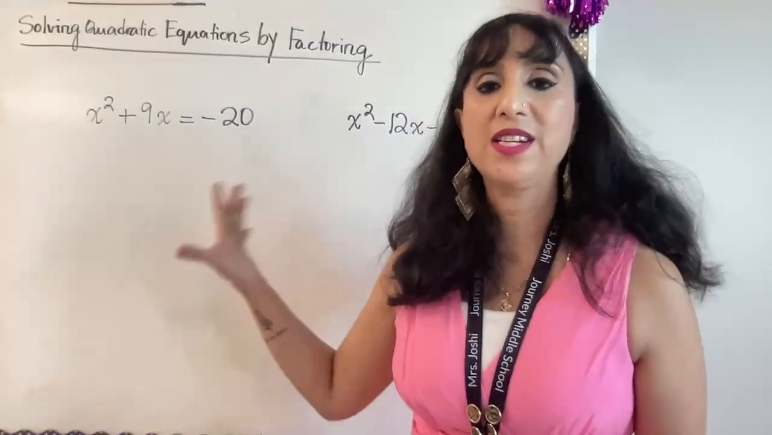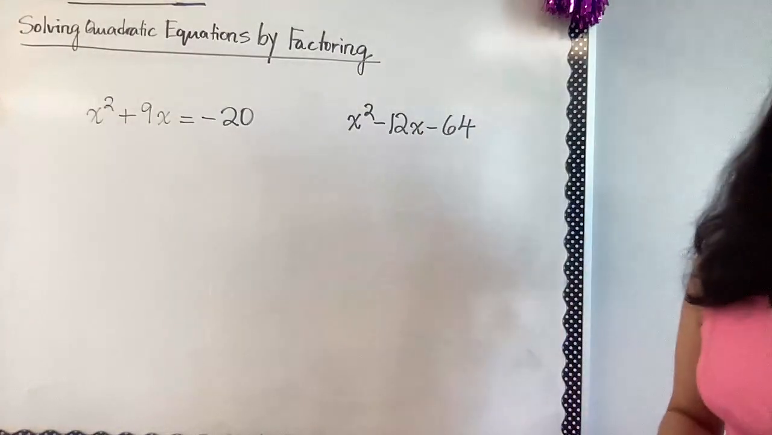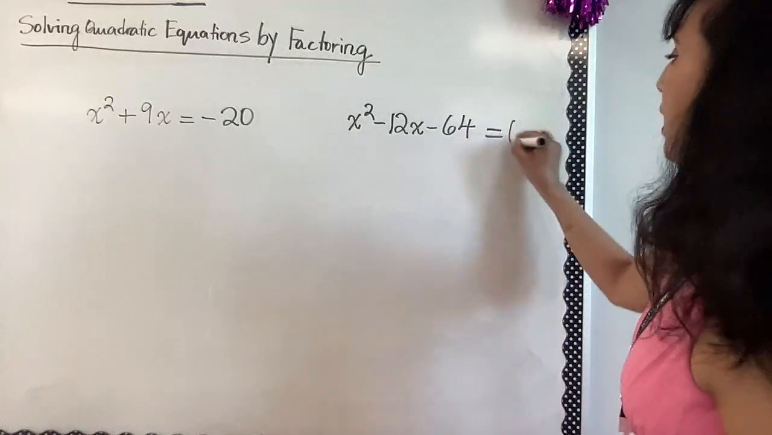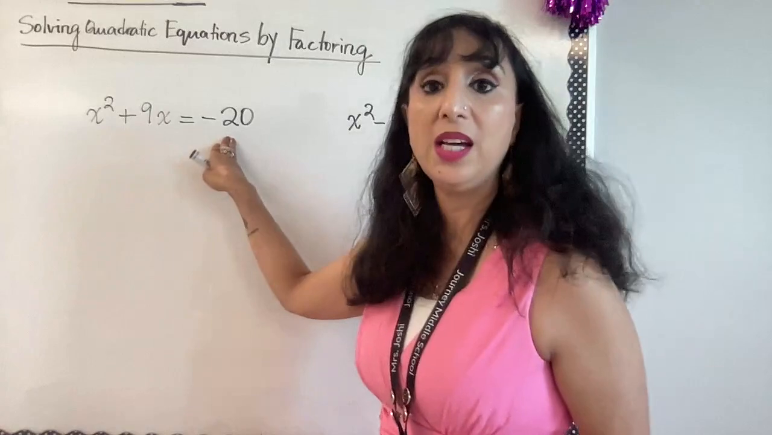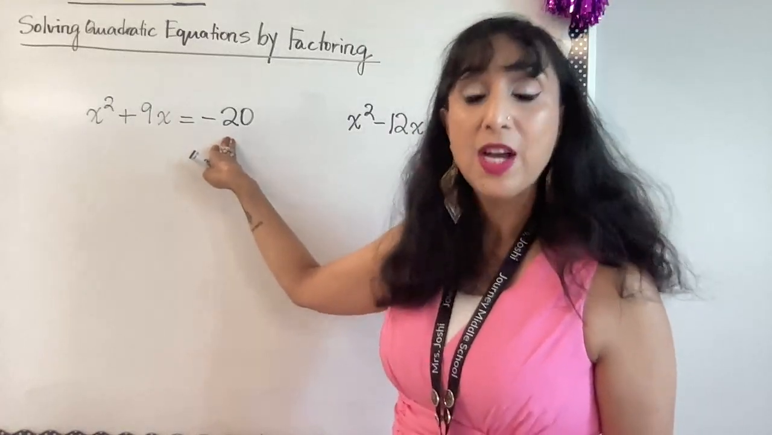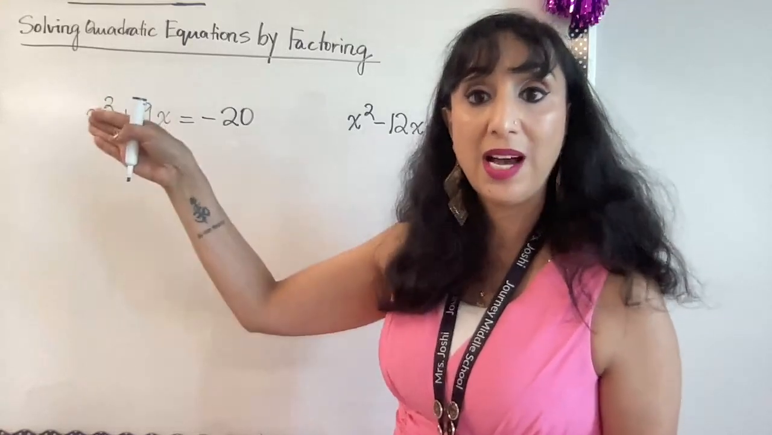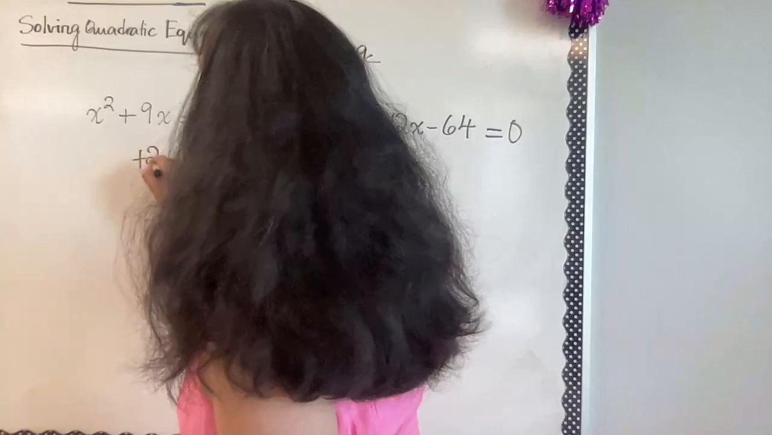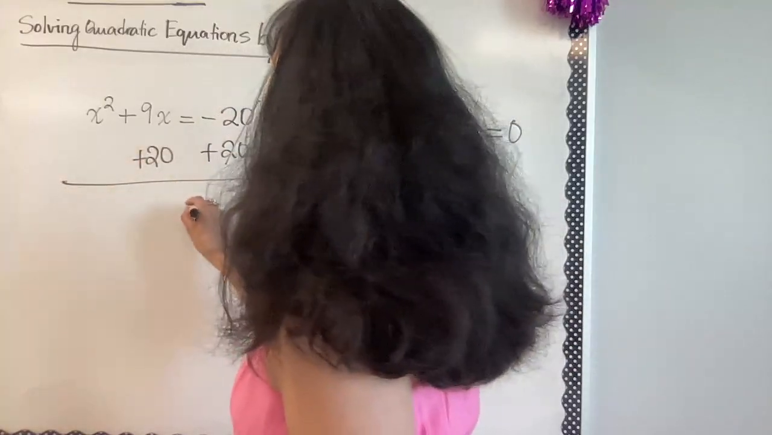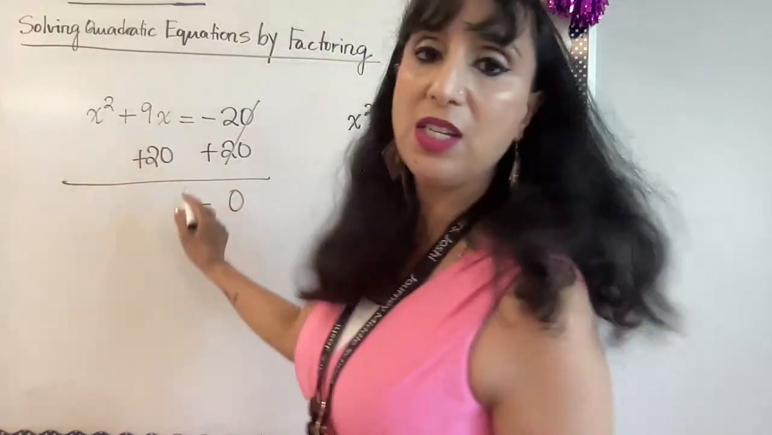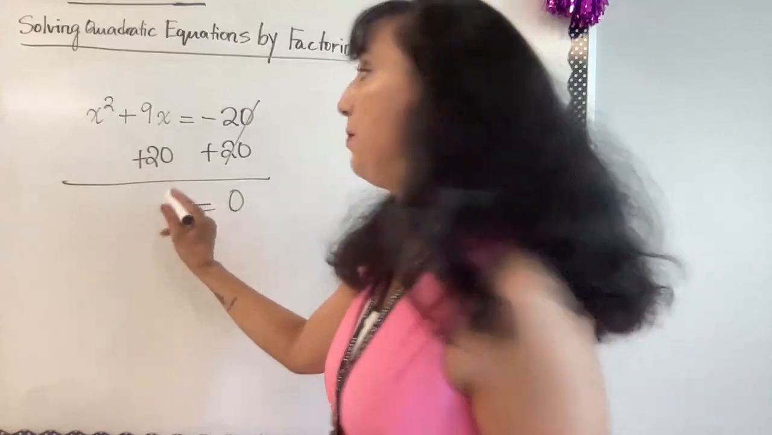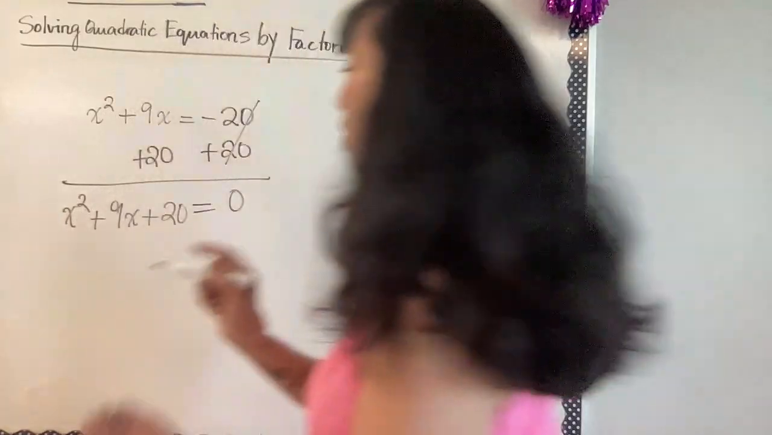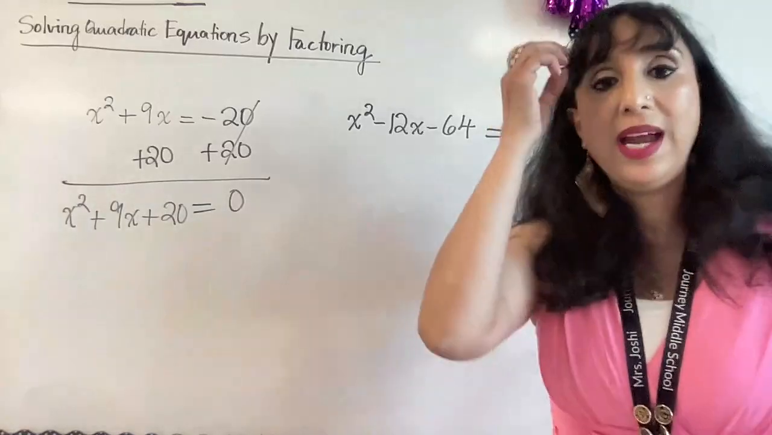Now I'm going to factor these two, and these are trinomials. Over here I need to put it in the ax squared plus bx plus c format. So I have to move the -20 to the other side, and to do that I've got to add 20 to both sides of my equation. So this is going to be 0, and this is not a like term, so I'm going to have x squared plus 9x plus 20 on this side, and then we are going to factor it out.